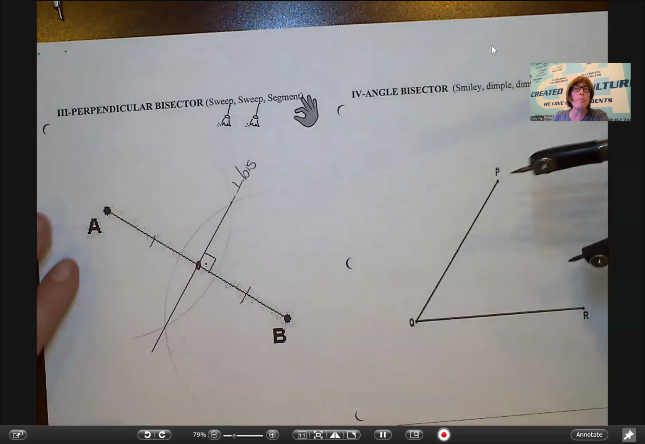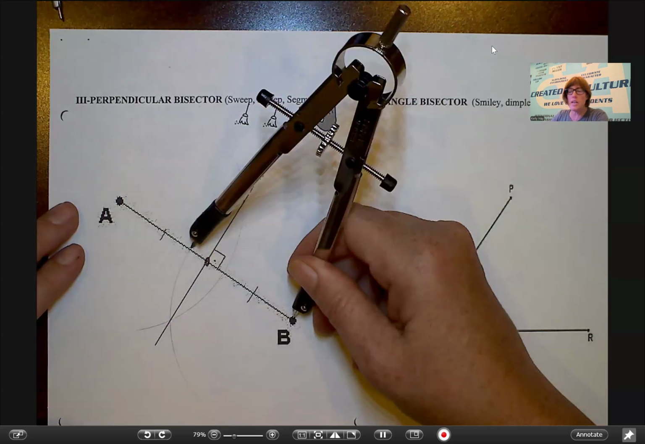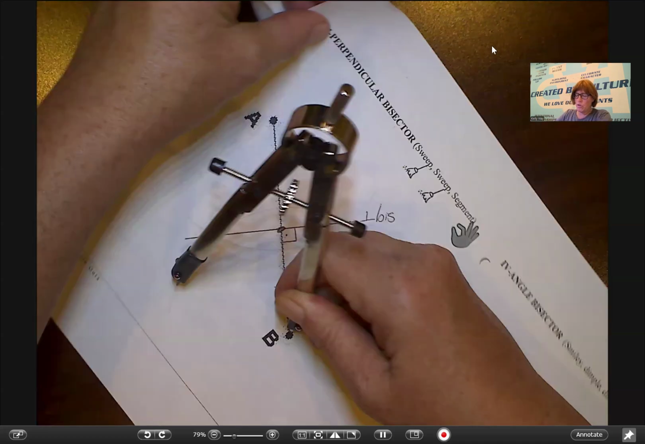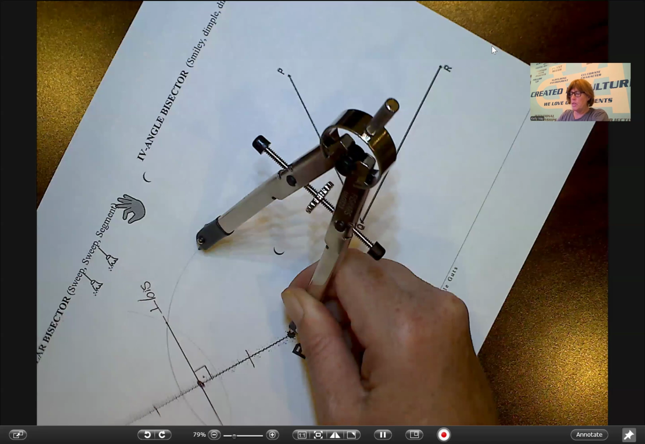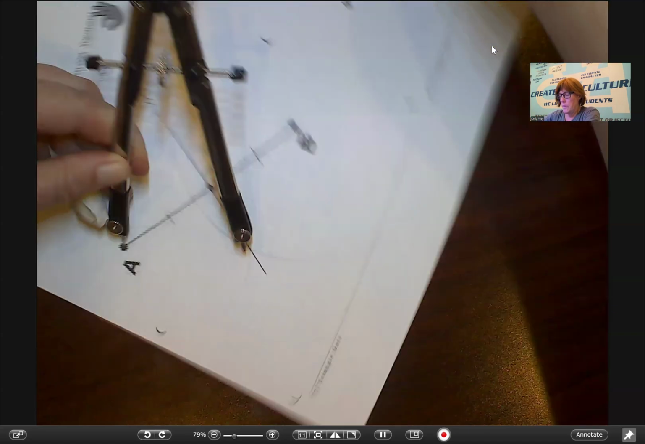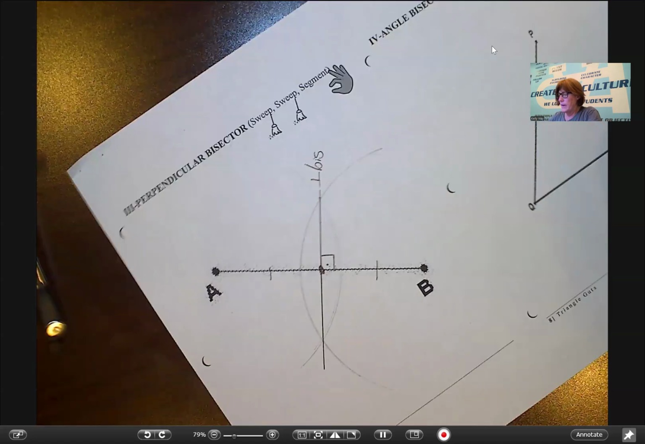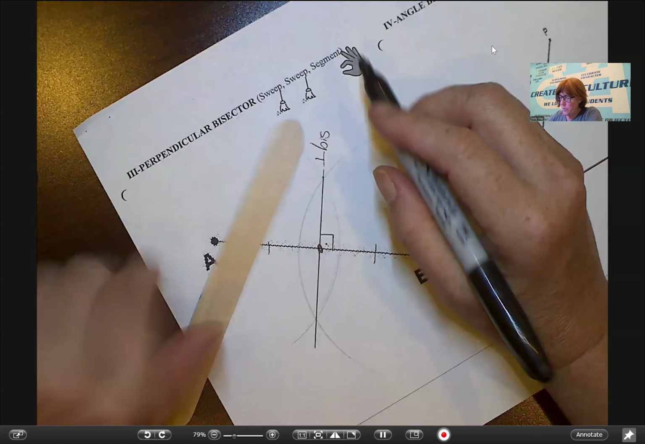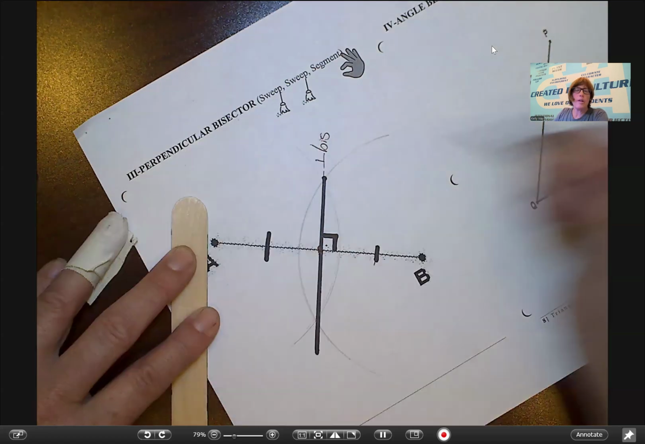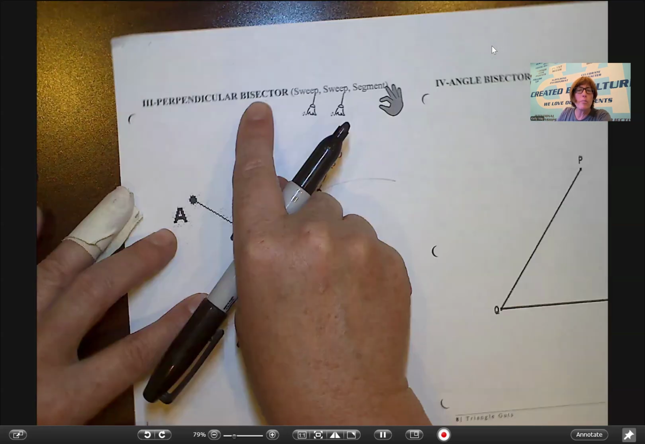Using the other method, the paper twirl method, I'm going to plant, and instead of dragging my compass, I'm going to twirl the paper and sweep, keeping the same compass setting, to the other side. Sweep. Line this up. Right angle. Hatch mark for a midpoint. That is a perpendicular bisector.